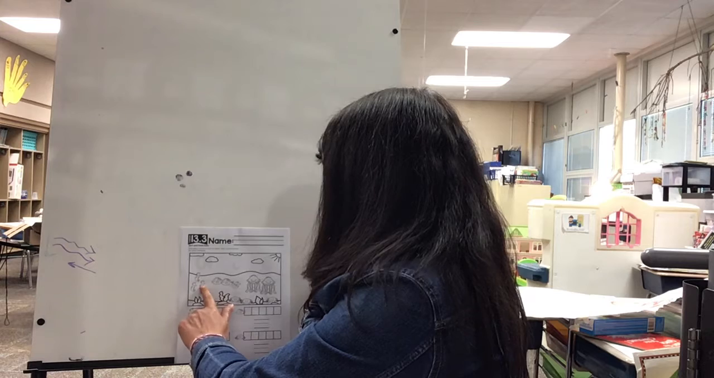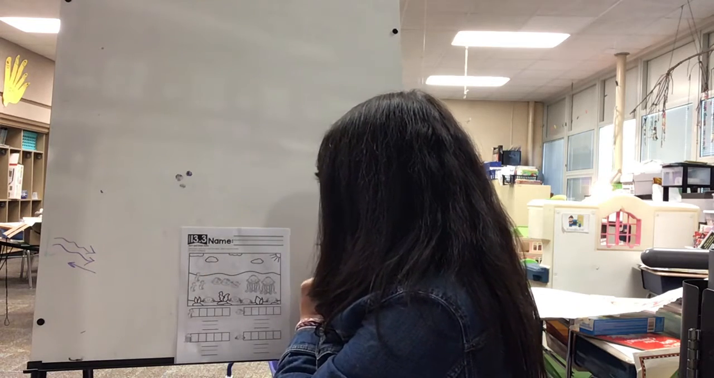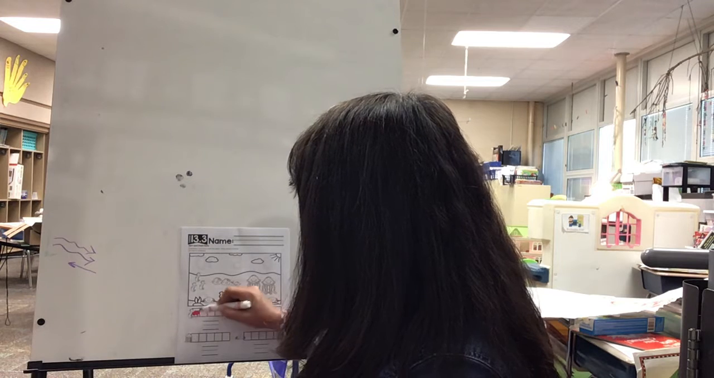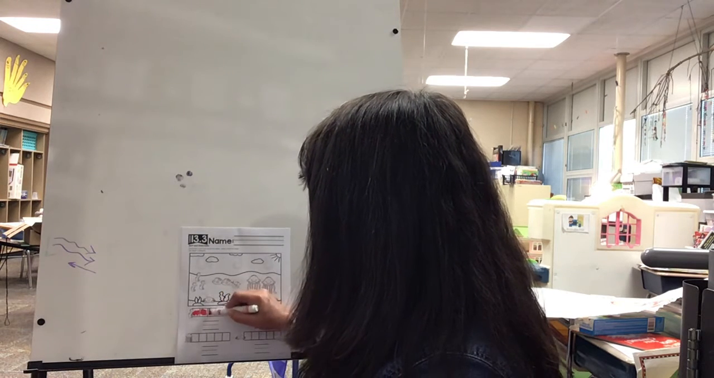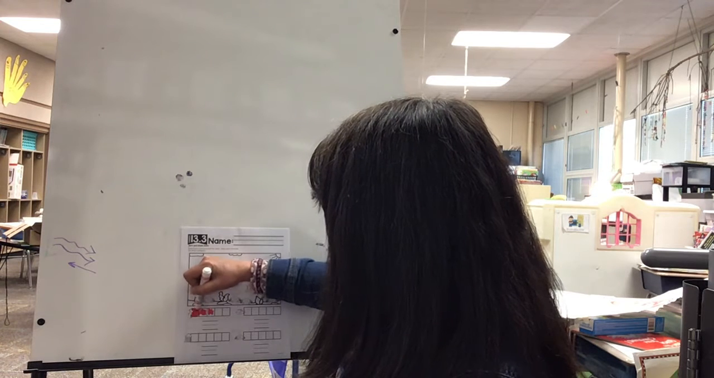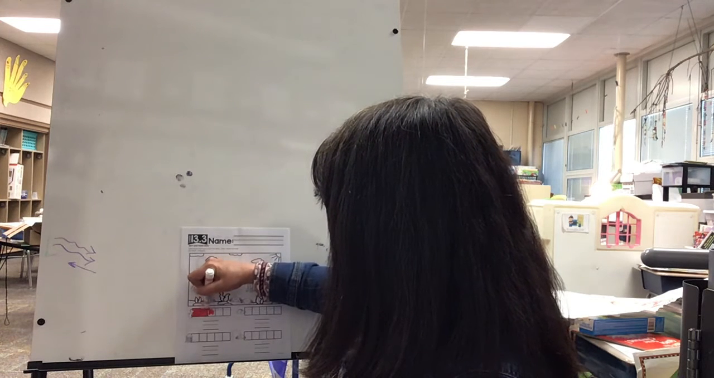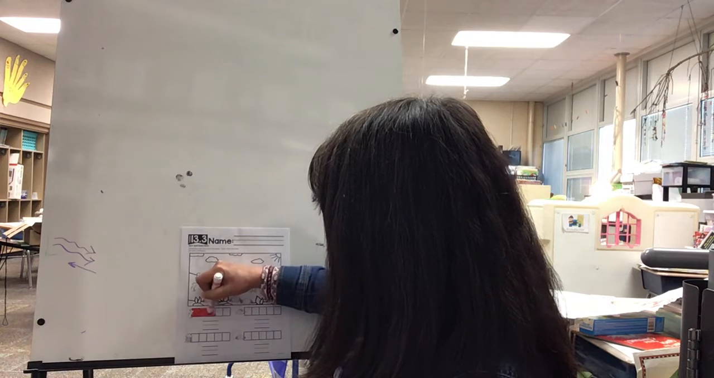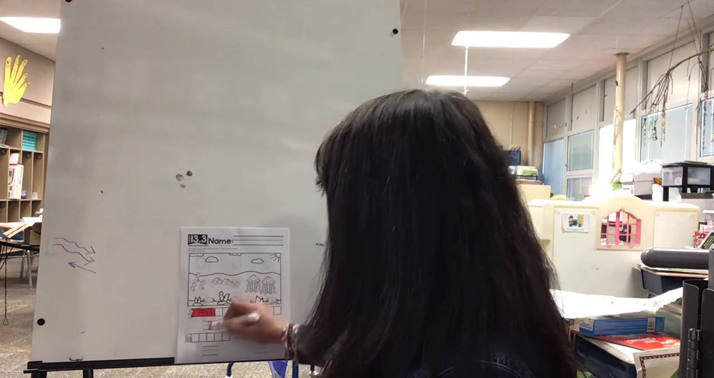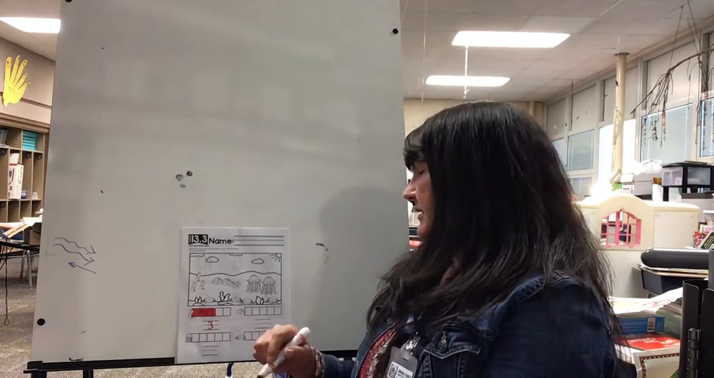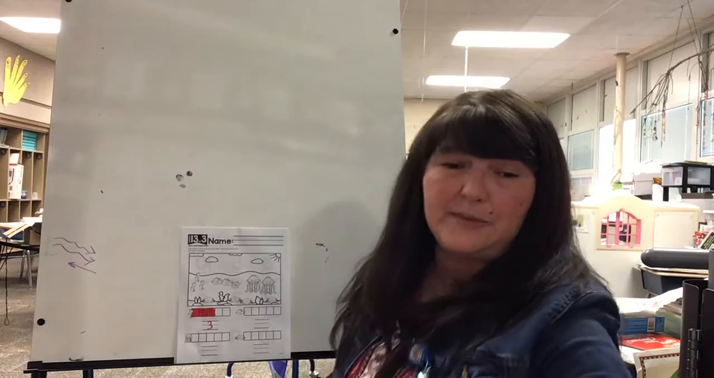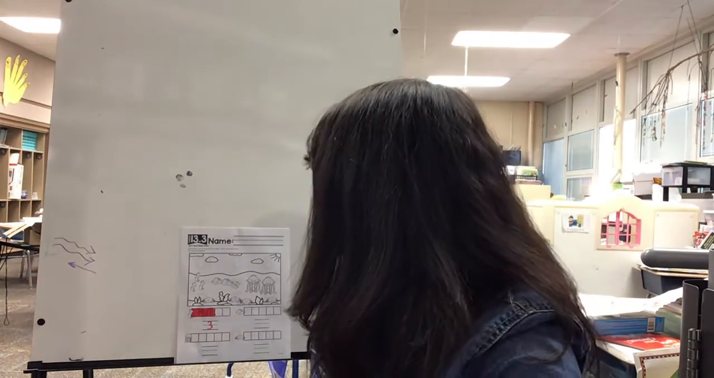I see 1, 2, 3. Okay, so I'm going to color one square for each seahorse. I should have colored 3 squares, right? And I write the number 3. There are 3 seahorses. Then you're going to count to see how many fish there are.